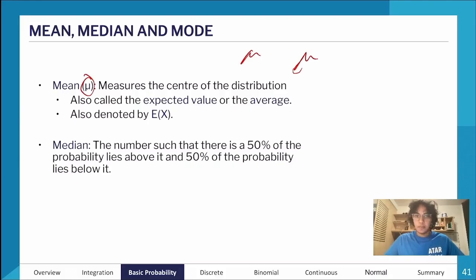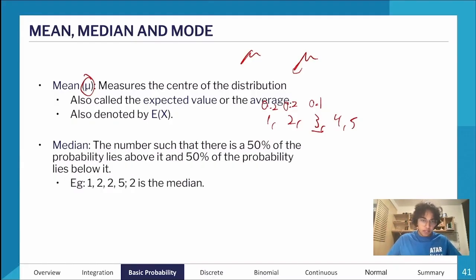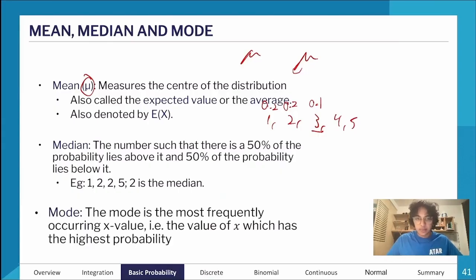The median is the value where 50% of the values lie above it and 50% lie below it. So if I have 1, 2, 3, 4, and 5, the probability of 1 occurring might be 0.2, the probability of 2 occurring might be 0.2, and the probability of 3 occurring is 0.1. Then the median value is 3 because 50% of the probability lies below it and 50% lies above it, or less. So that's a median. In this case, you've got 1, 2, 2, and 5. 2 is the most likely common thing, and it's also smack bang in the middle, so that's the median.